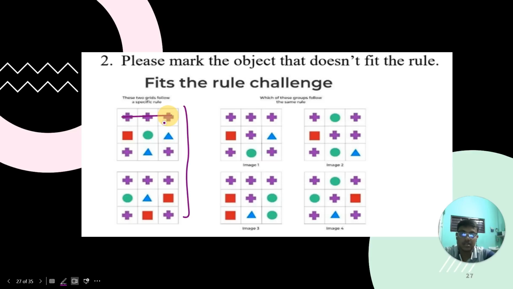So the first row is same, right? And the other two rows have four items where two are in pair and two are not in pair. So these two are in pair, these two are in pair, and these two not in pair. Again, in this the first row is same. These two are in pair, these two are in pair, and these two are not in pair, right?